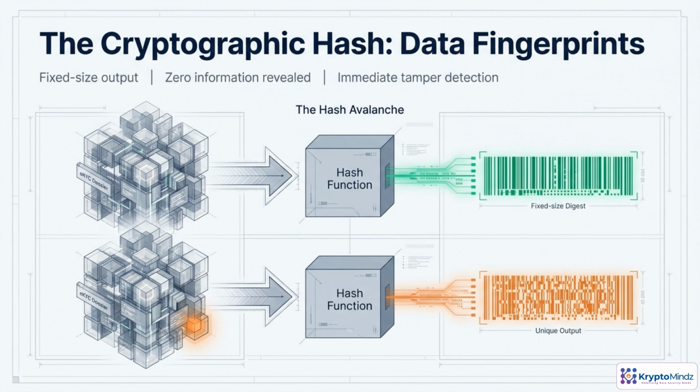Cryptographic hashes are like data fingerprints. You feed in any amount of information, an eKYC dossier, a log line, a PDF, and get a fixed size output. That output reveals nothing about the original data, but even a 1-bit change produces a completely different fingerprint. This avalanche effect makes hashes ideal for tamper detection and for building verifiable audit trails in identity systems.